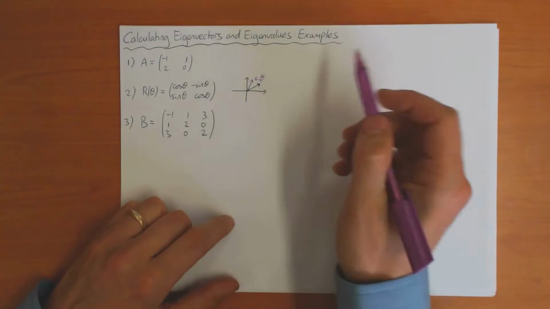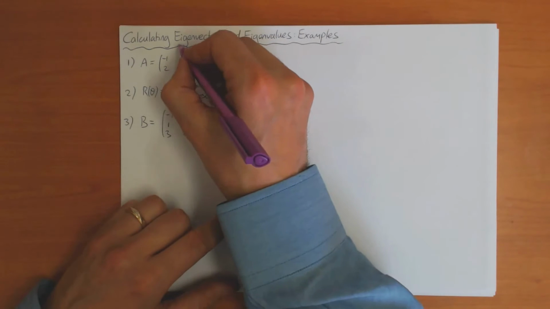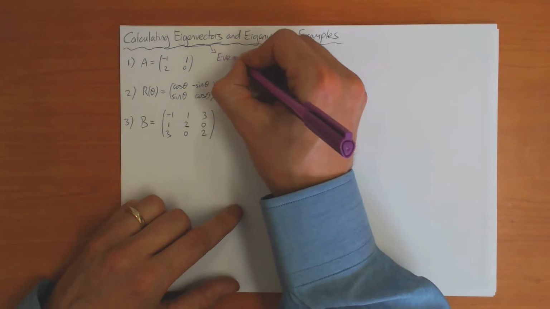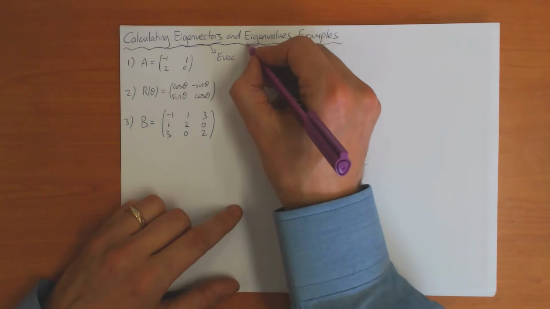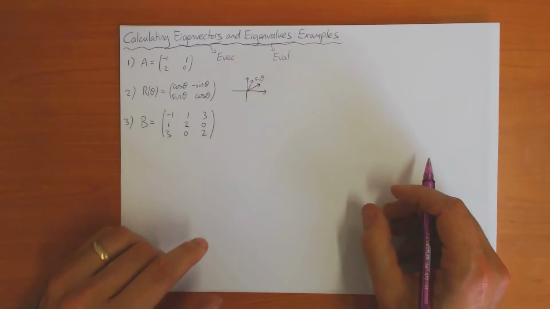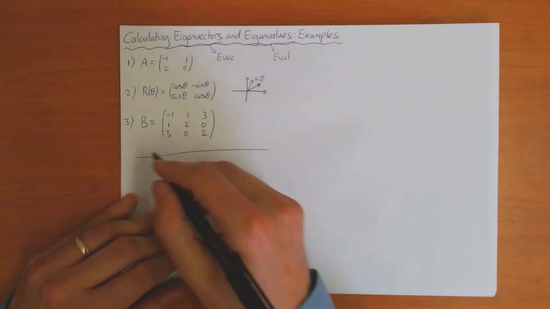Before I do that, you may have noticed eigenvectors and eigenvalues are quite long words, so I'm going to abbreviate them. An eigenvector is going to become an e-vec, and an eigenvalue is going to become an e-val, just to save me writing. Okay, right, so let's begin.